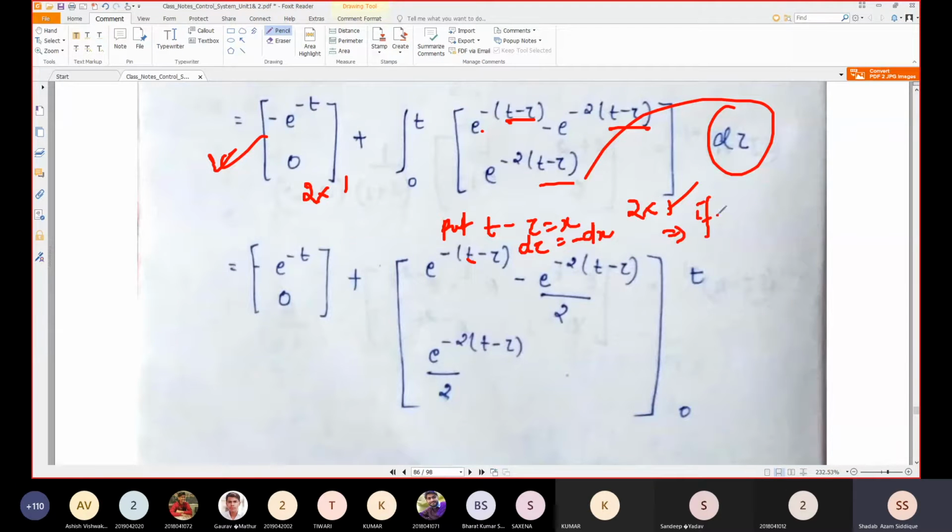If tau is equal to 0, then x is equal to t. And if tau is equal to t, then x is equal to 0. So the limit ranges from t to 0. That should be t to 0, but here it is given with a minus sign, so that's why the limit is interchanged. We have not taken the minus with the dx, so directly we have taken it. You should try to practice this integration.